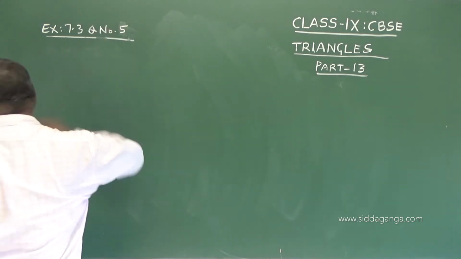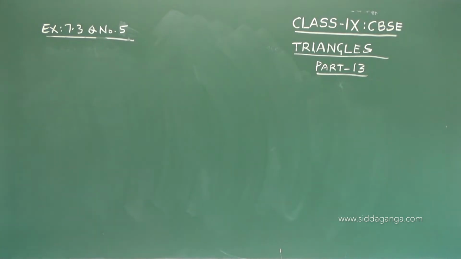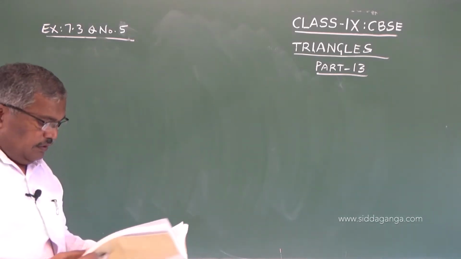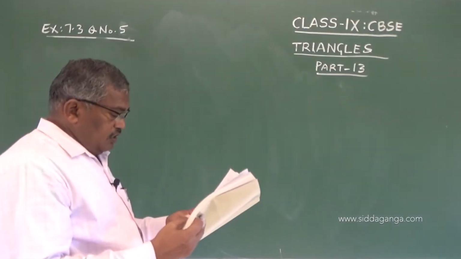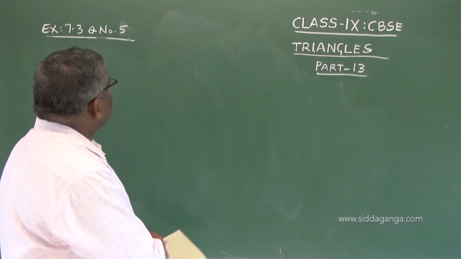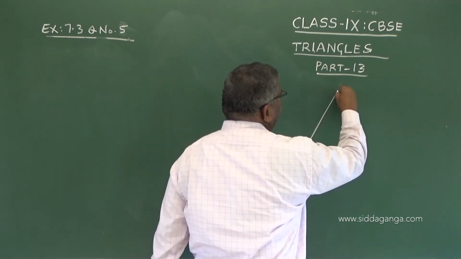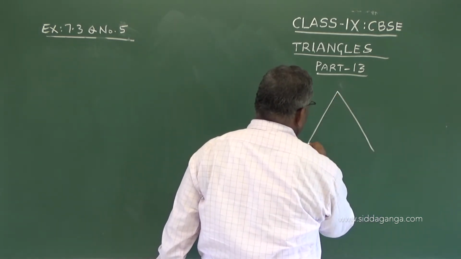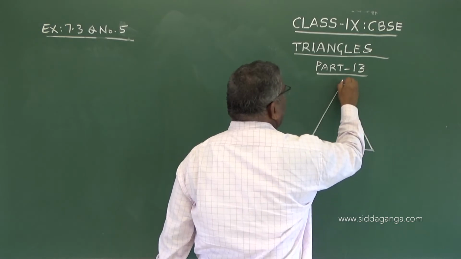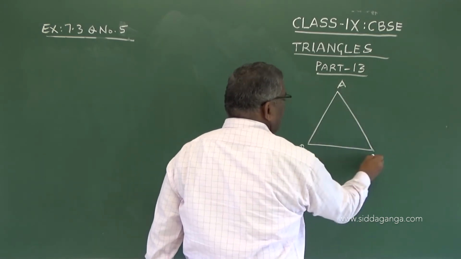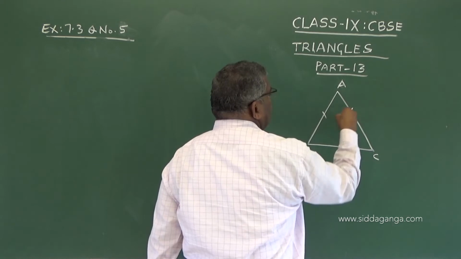Question number 5. ABC is an isosceles triangle with AB equals AC. So another isosceles triangle problem. This is an isosceles triangle with AB equals AC. This is given.